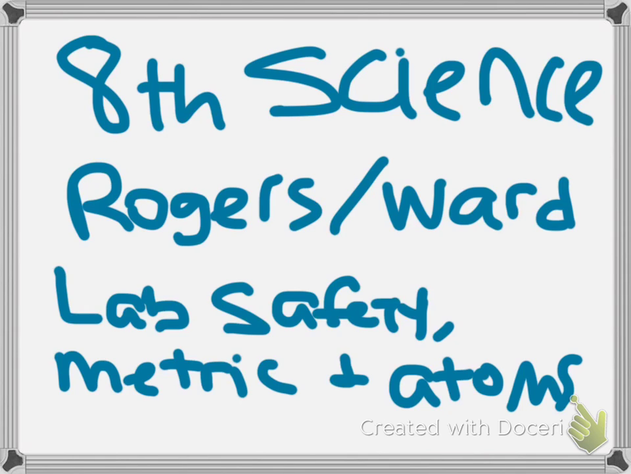Number 21. Which of the following best describes an ion with a negative charge? A, it contains more neutrons than protons. B, it contains more protons than electrons. C, it contains more electrons than protons. Or D, it contains more neutrons than electrons.